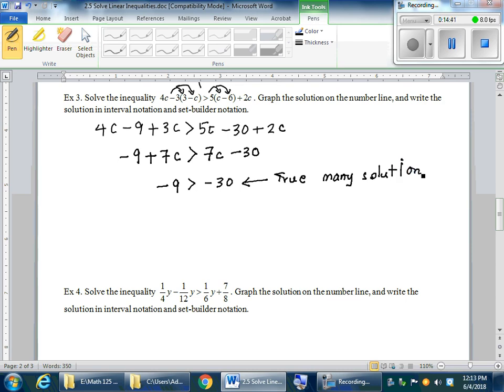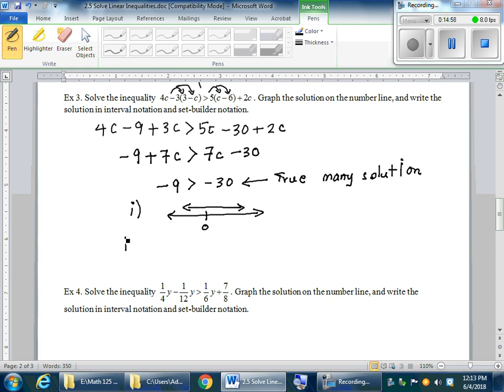So how do we write many solutions, or how do we graph many solutions? First, graphing. Here's a real number line, 0, and that means all the values will be the solution. That's how we represent it.